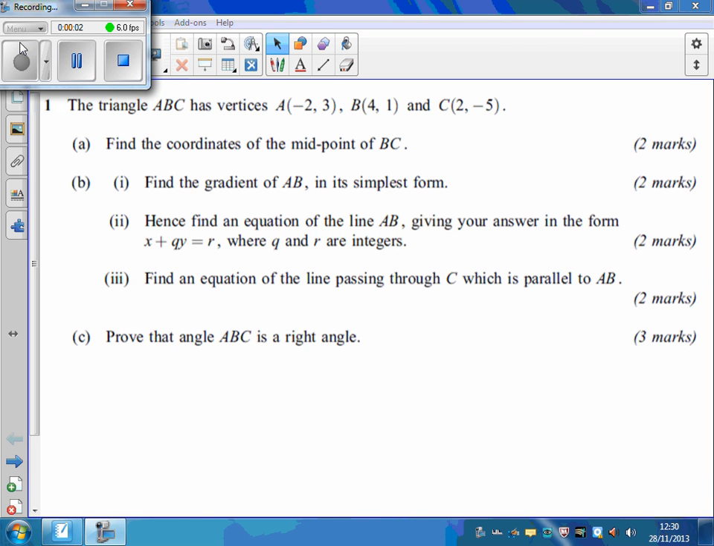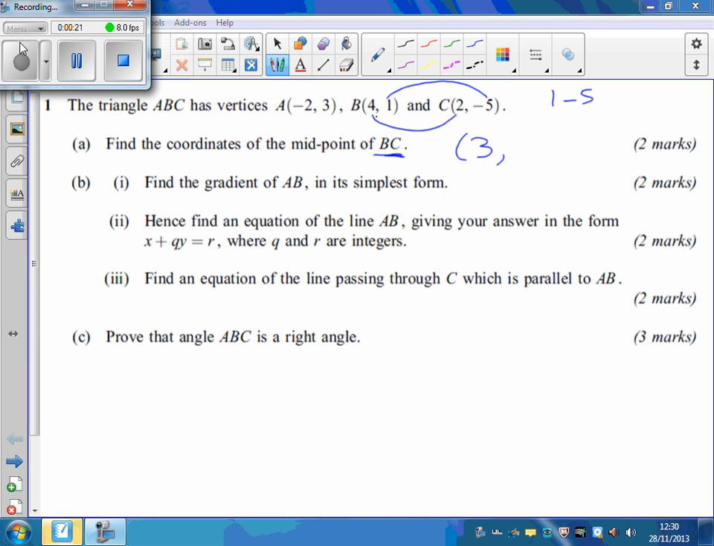This is January '08, Core 1. The first question starts by just asking us to look at the points B and C, these two here, and find the midpoint. So we're finding out halfway between 4 and 2. Halfway between 4 and 2, of course, is 3. And halfway between 1 and -5. That one's a bit harder.